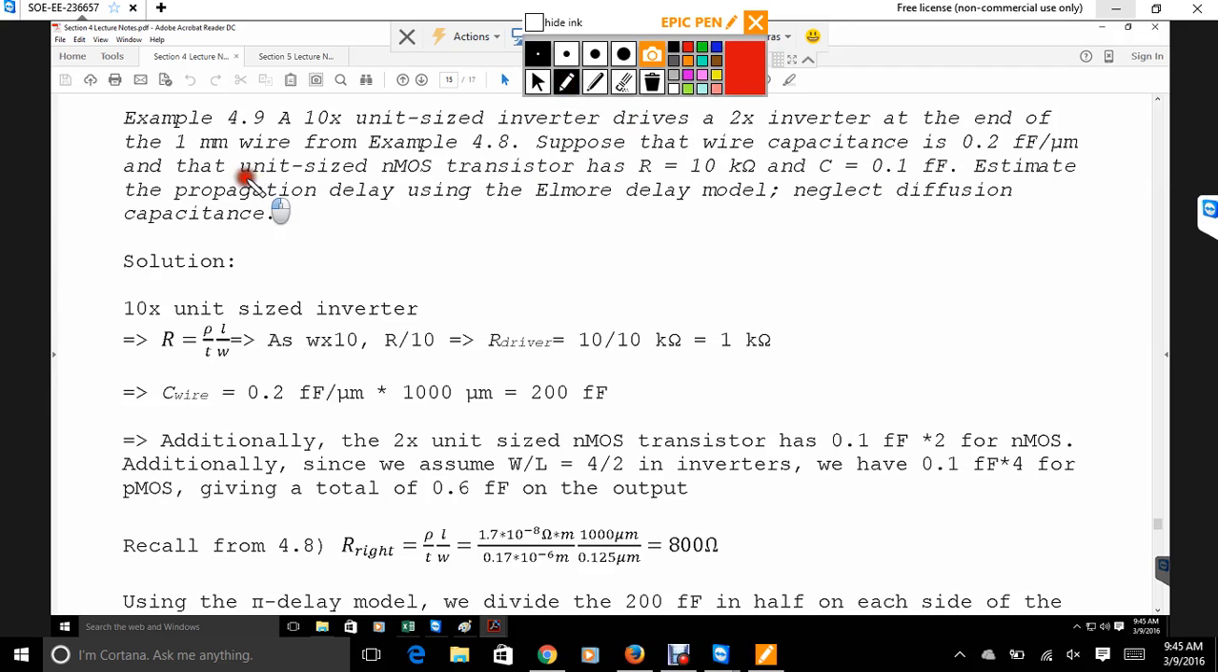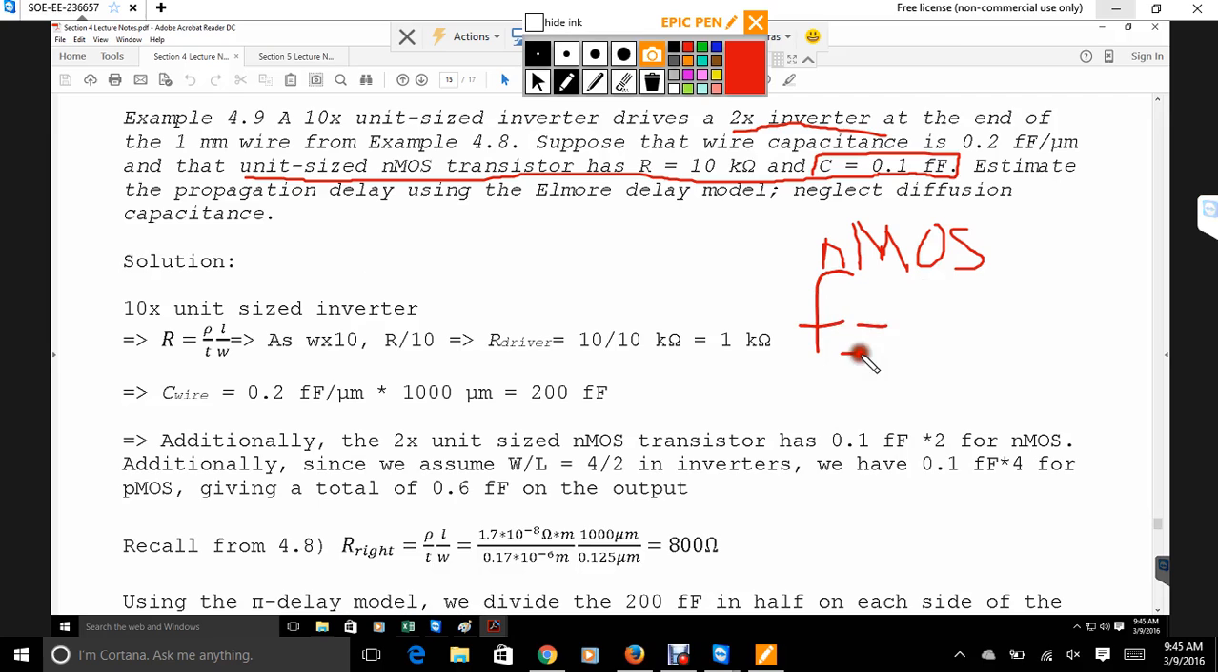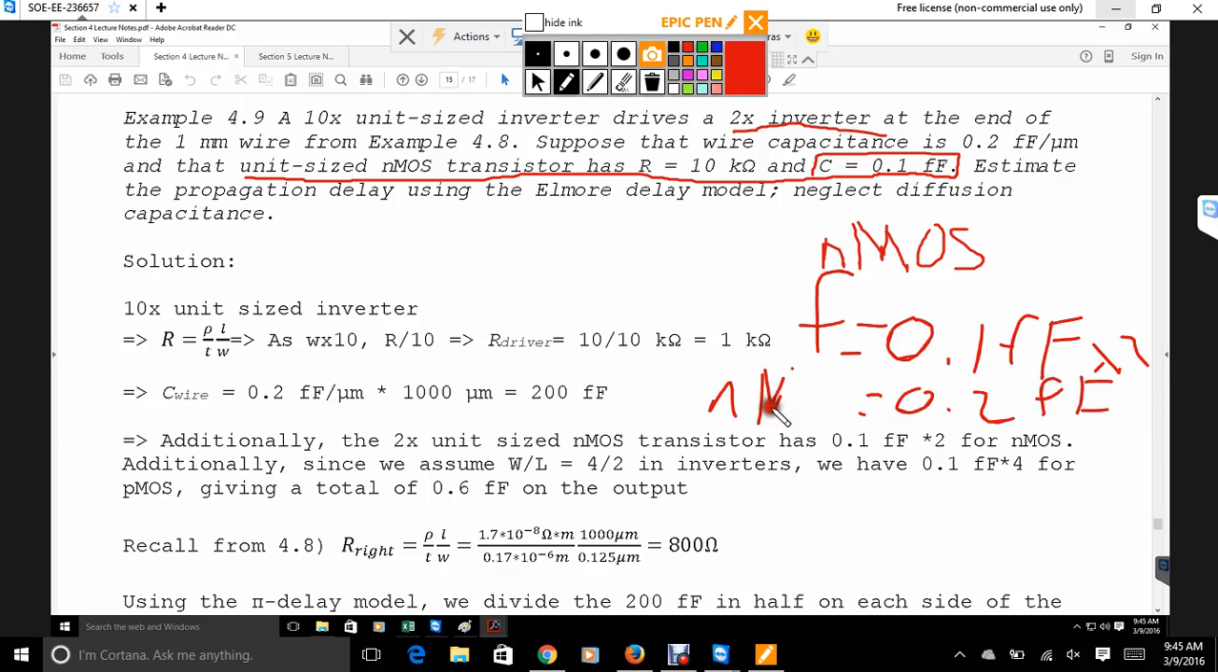So here, let's tie this in the next part. Our unit transistor has a 0.1 femtofarad capacitance, right? Now we're multiplying it by 2, and that's for NMOS. So that's actually going to be times 2, which is going to equal 0.2 femtofarads for the NMOS.